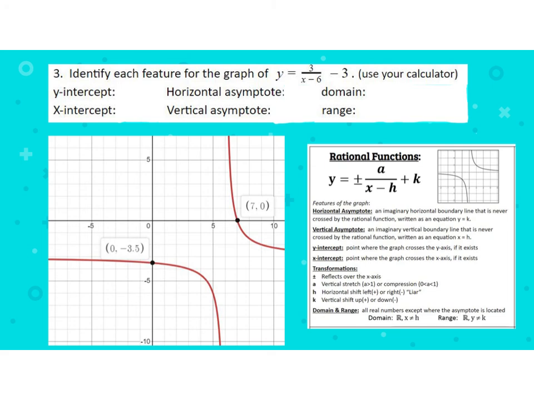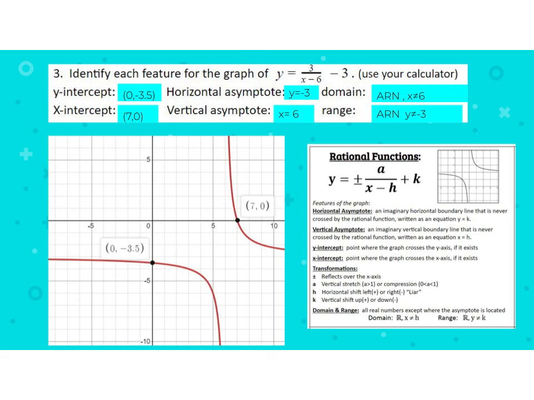Take a look at the next example. Identify each feature of the graph for y equals 3 over x minus 6 minus 3. I went ahead and graphed this equation in Desmos, and I would like for you to pause the video here and go ahead and answer each of these questions. And once you are done, then you can check and see how you did. Now compare your answers to the answers you see here. How did you do? Hopefully you were able to understand and complete each of the different attributes.